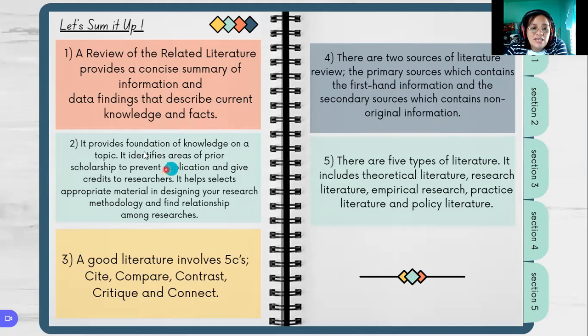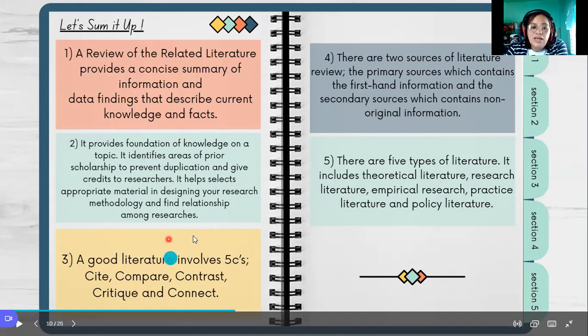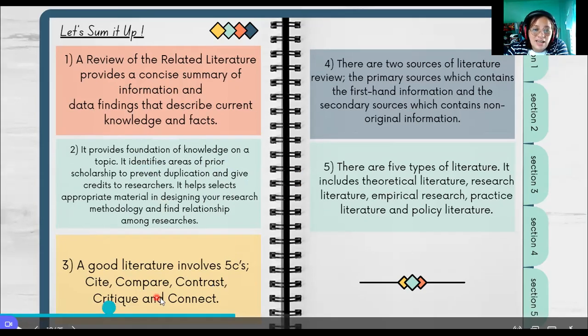Secondly, it provides foundation of knowledge on a topic, and so it defines or identifies areas of prior scholarship to prevent duplication and give credits to researcher. It also helps select appropriate material in designing your research methodology and find relationship among researches. The third would be there's what we call 5 C's. The 5 C's are cite, compare, contrast, critique, and connect.